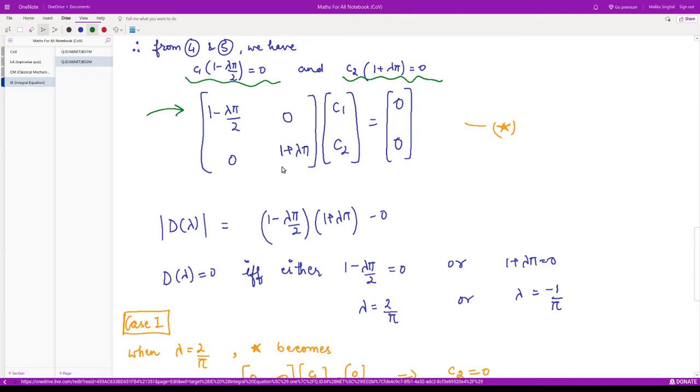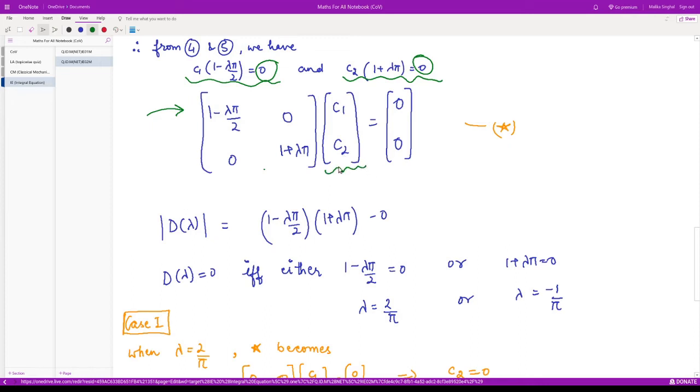So we have a matrix of this form. This is the coefficient matrix. These are the unknowns which we have to calculate, and these are the right hand side, which are 0 in this case, right? So here we do not know what lambda is.